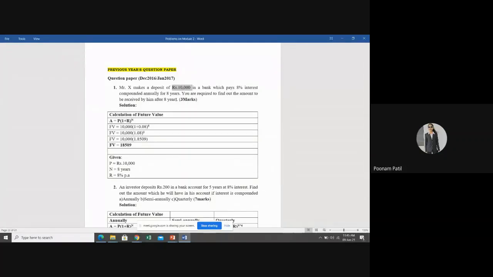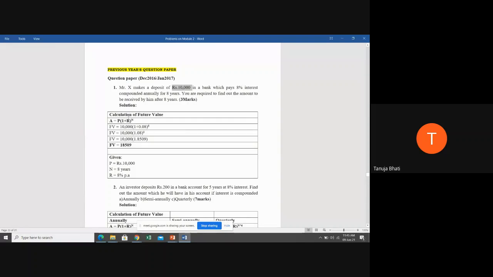Okay, after analyzing, yes, it is a single cash flow. Then you just need to remember the formula to calculate the future value of a single cash flow. Once you remember the formula, substitute the figures and you will get the future value. So let us see the solution.